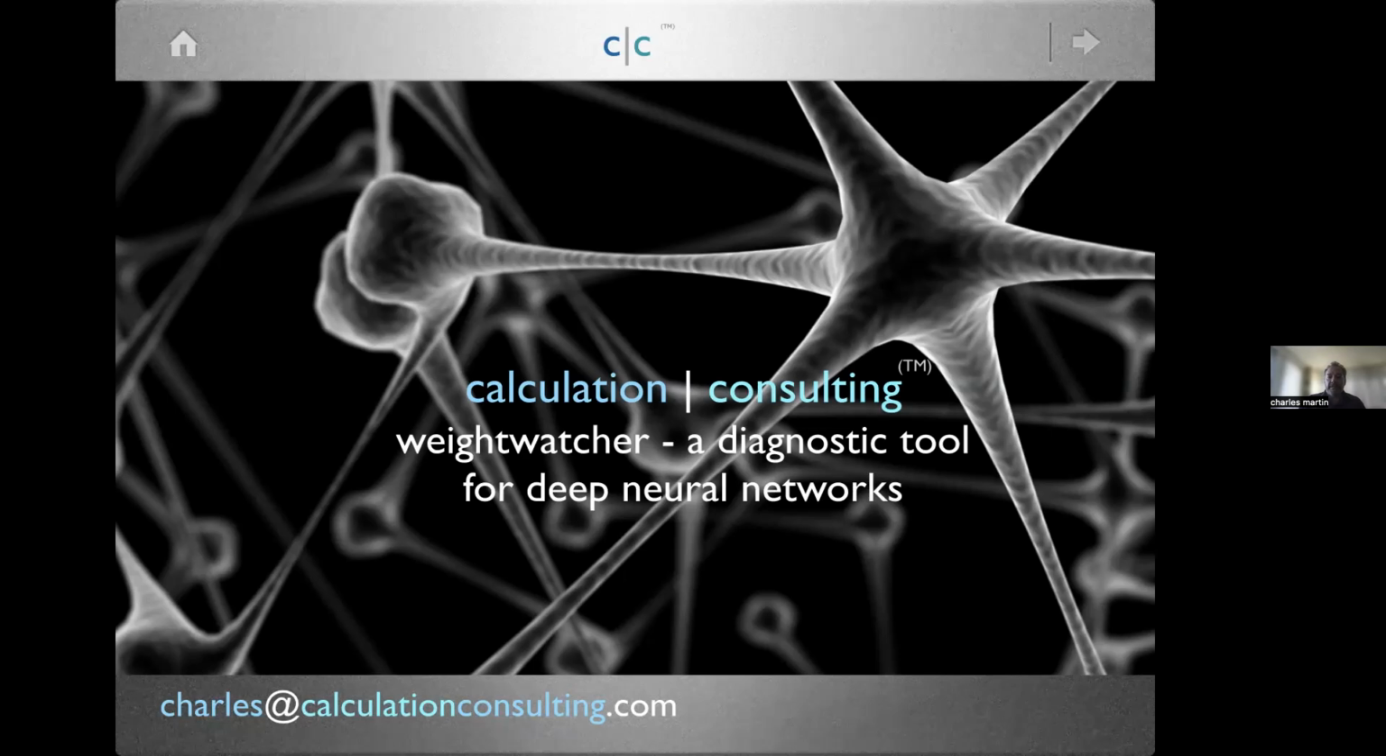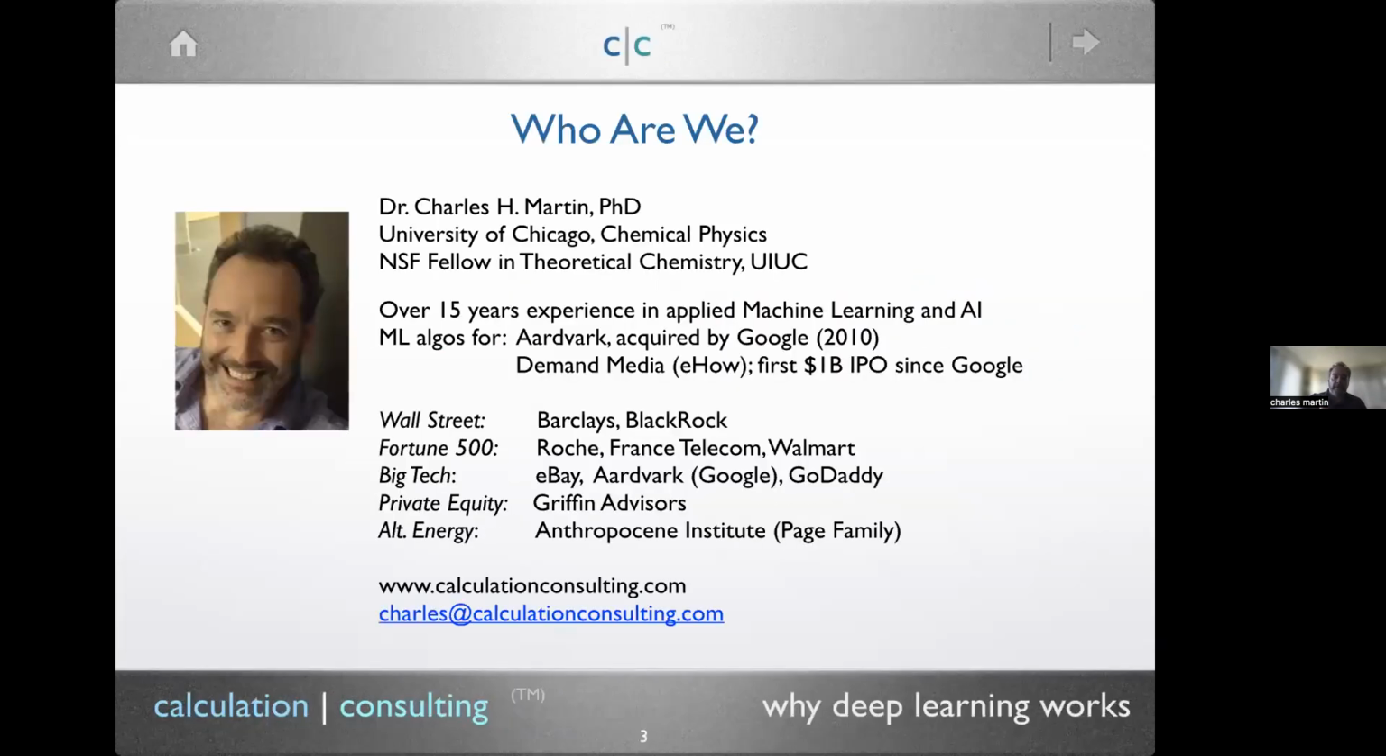I've been working for a long time in the industry. I've worked with a lot of companies, for over 15 years. I was at Aardvark, which was acquired by Google over a decade ago. At eHow, we used machine learning to basically reverse engineer Google's PageRank algorithm, things like this. I've worked at a lot of different companies over the years, from Wall Street to Fortune 500, Walmart, Roche, France Telecom. So I've seen a lot of things.